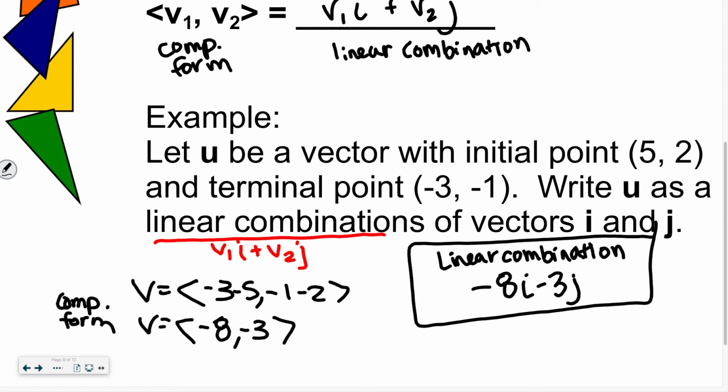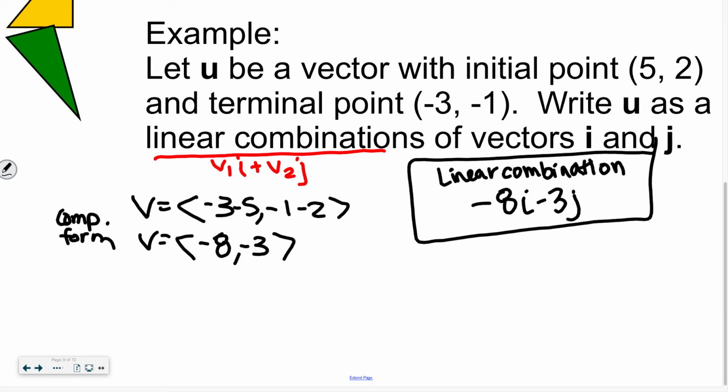Okay, just really quickly, you don't ever have to do this work, but I want to show you why this linear combination thing works. If my vector V is -8i minus 3j, that's -8 times <1, 0> minus 3 times <0, 1>. I just substituted in my standard unit vectors.